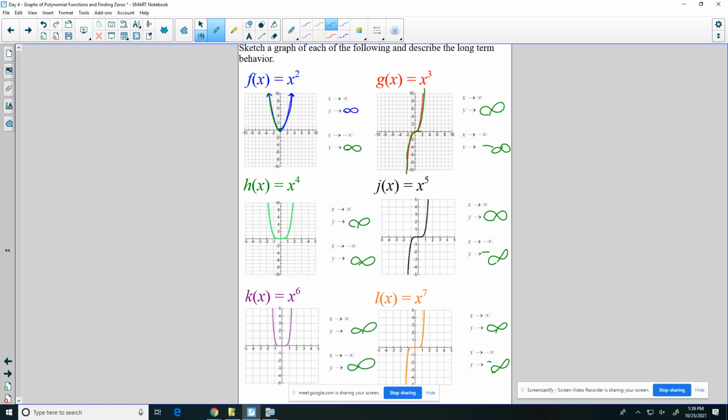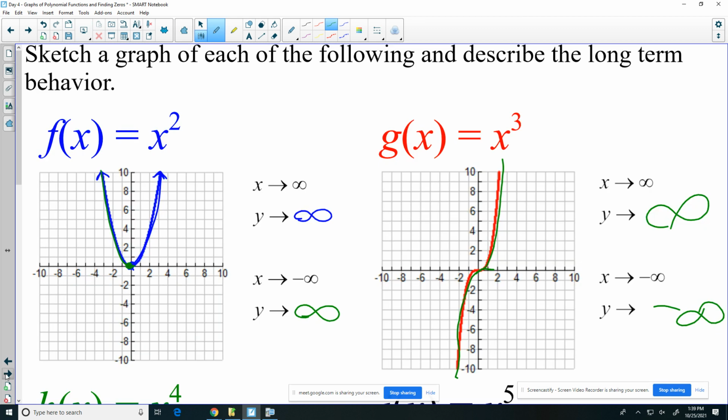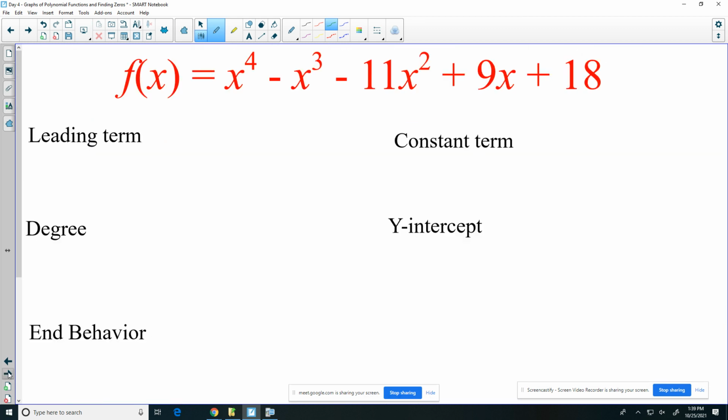Let's take a look now at what the graphs look like in more detail. So we're going to start with this big one. Before we do too much, we have to know some basic information. The first question that I want to know is, what is my leading term? Let's see how much you guys remember from your algebra days. What is my leading term?